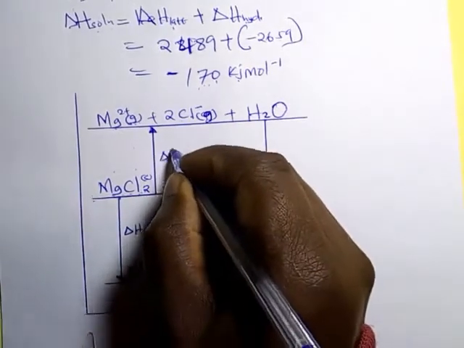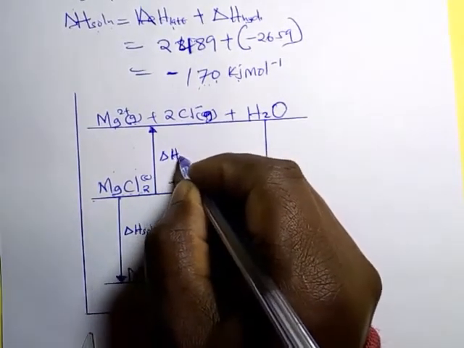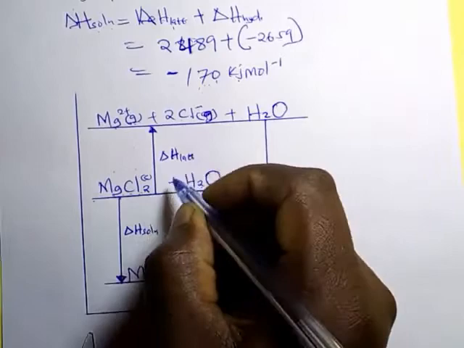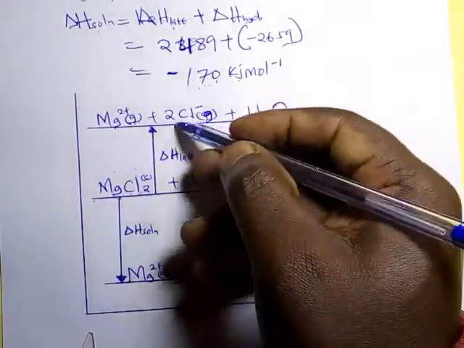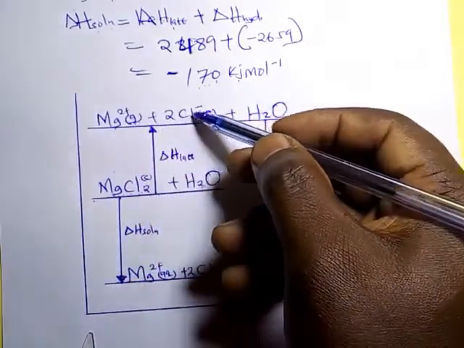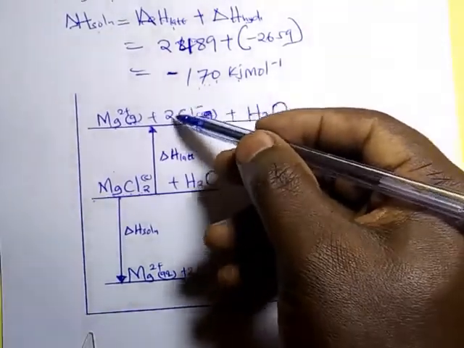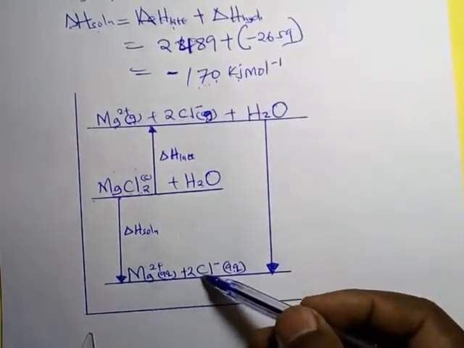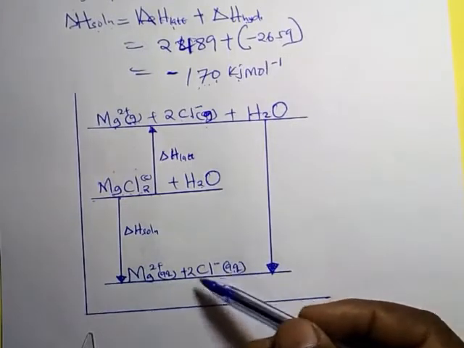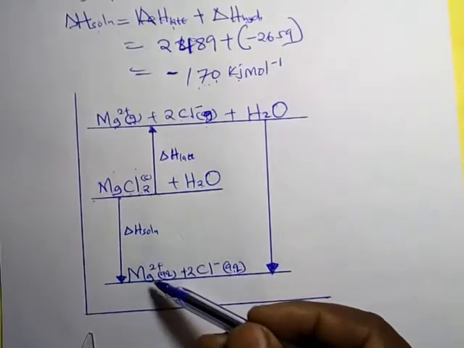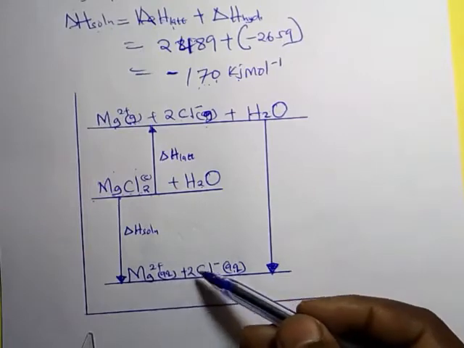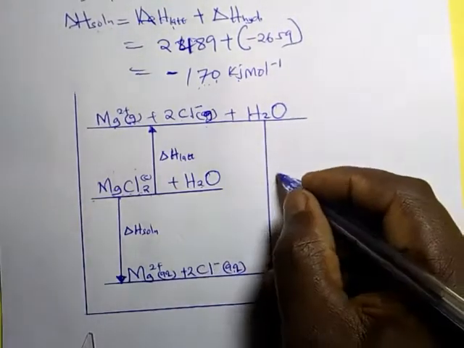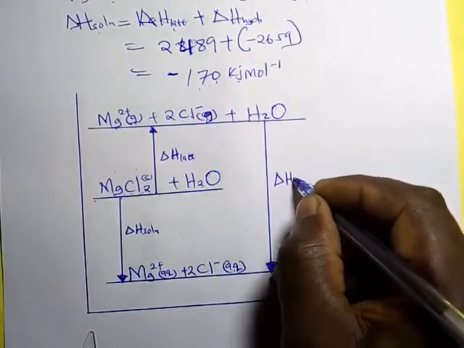This one is the enthalpy energy change for lattice, bond breaking. And now the ions are immersed in water, they become hydrated, and once hydrated they form an aqueous solution. So we write the solution in ionic form, in aqueous. And this one is the enthalpy change of hydration.